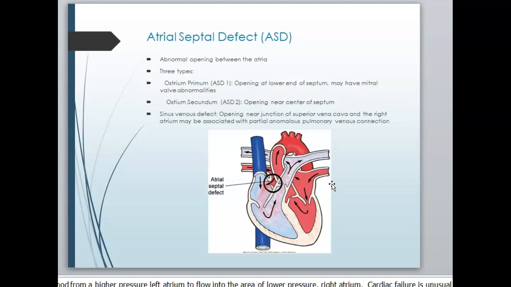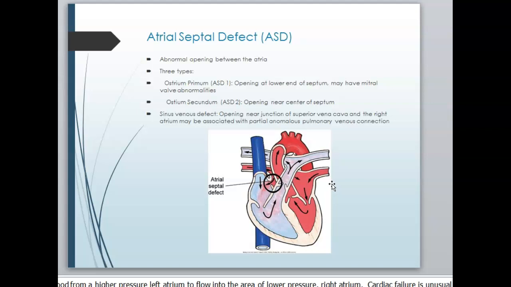So there are three types. The first one is ostium primum, which is ASD1, and that's an opening at the lower end of the septum, and it could have some mitral valve abnormalities occurring with it. There's also one called the ostium secundum, which is an ASD2, an opening near the center of the septum. And there's one called the sinus venosus defect, which is an opening near the junction of the superior vena cava and the right atrium, and it may be associated with partial anomalous pulmonary venous connection.